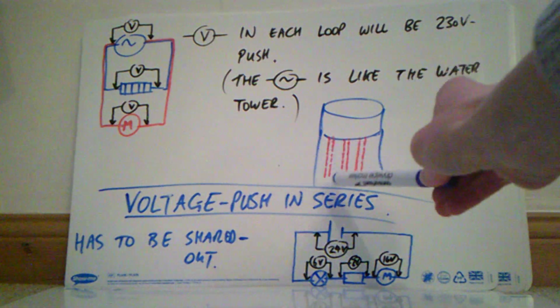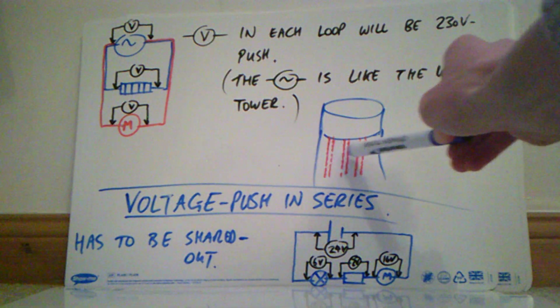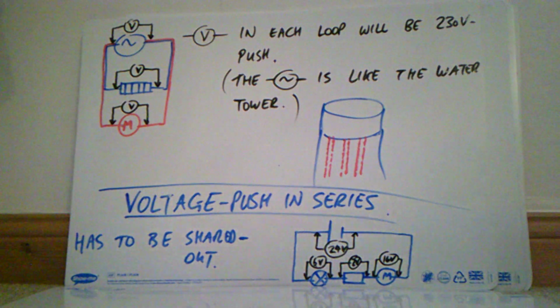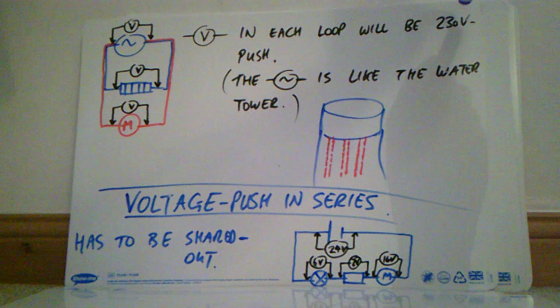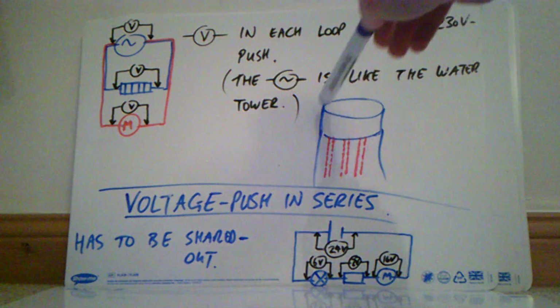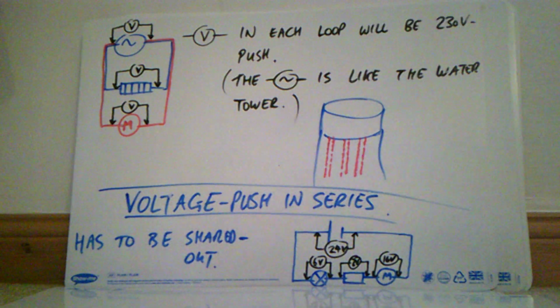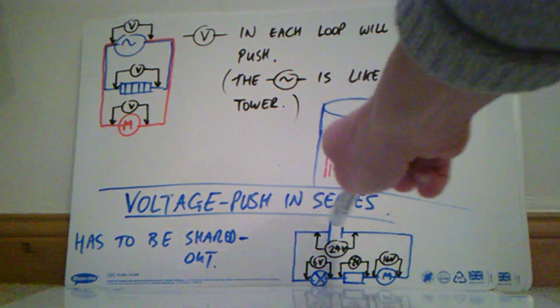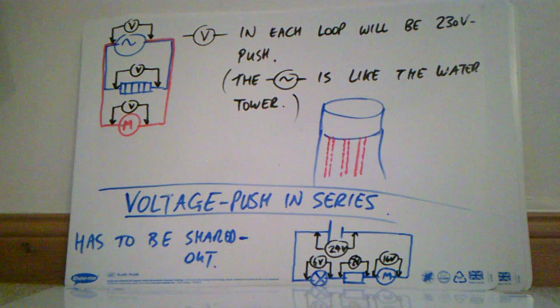It's like the circuits are like these little pipes coming down, and the pipes all get the same voltage, which is supply voltage. So V in each loop will be 230 volts push, and the supply voltage is like the voltage pressure or the water pressure in the water tower. With series circuits, the voltage push is shared out, and it has to be because there's only one pipe. So if there's only one pipe, then the push down the pipe has to be shared out.